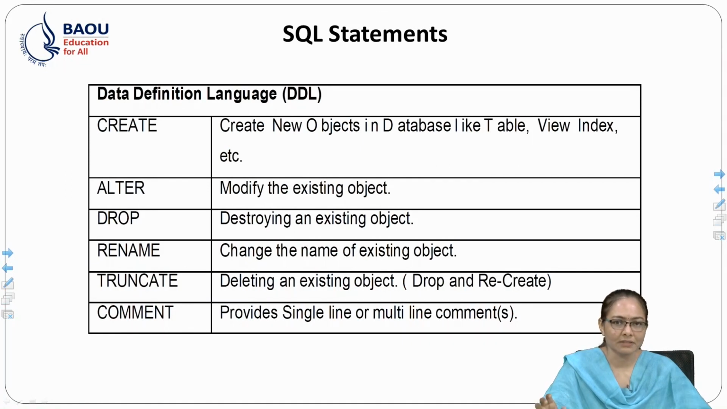Truncate command. The truncate command is used to delete the records of an existing object, means the table structure remains the same. Table structure is not deleted, but all the records which are stored in the table, all the data, are deleted, means all the records will be deleted. Next, last one is comment. It provides single line or multi-line comments.